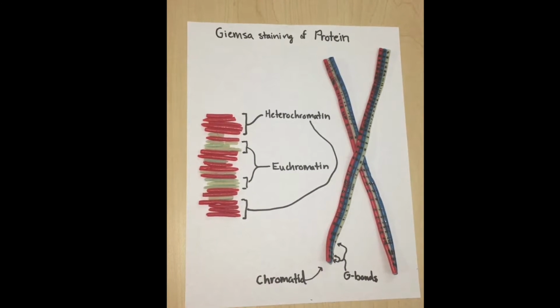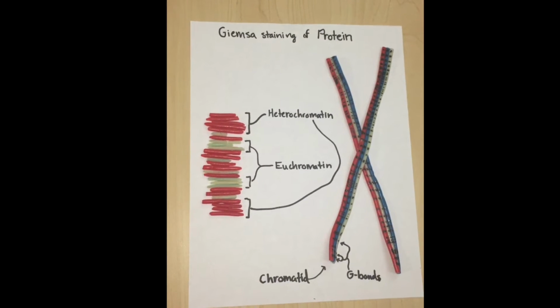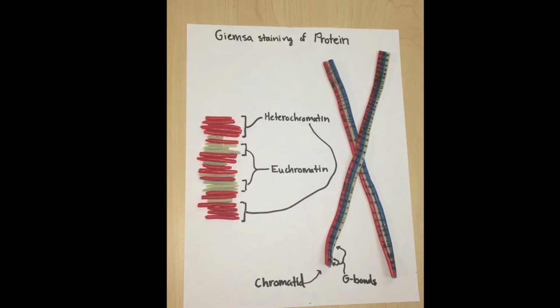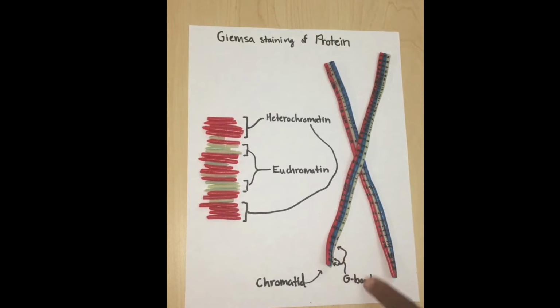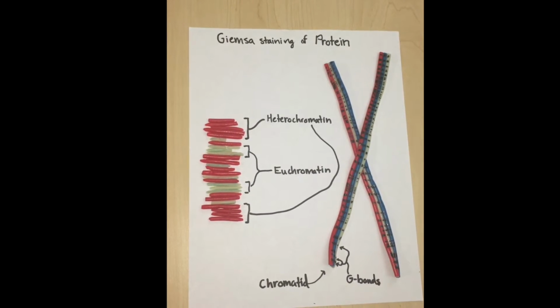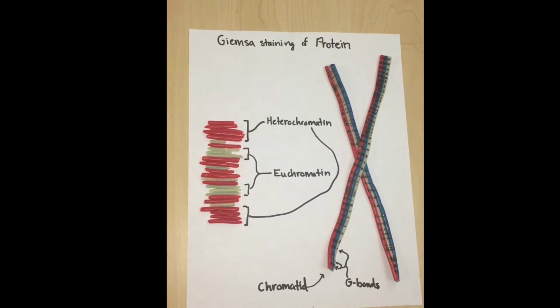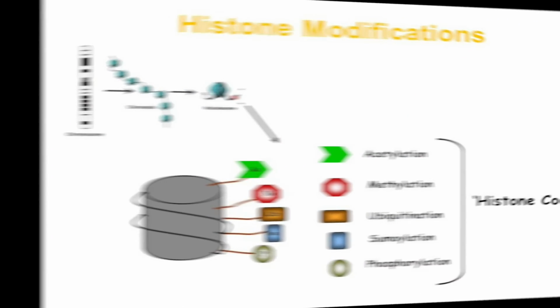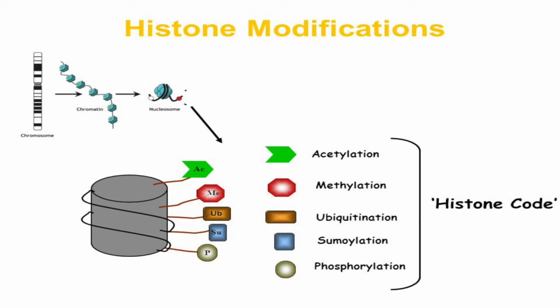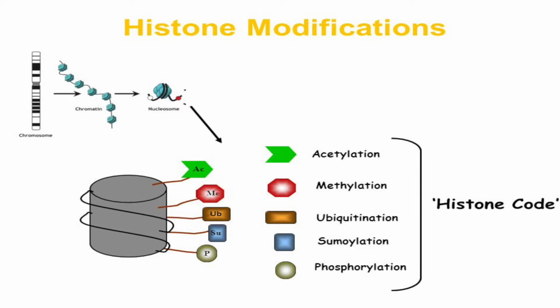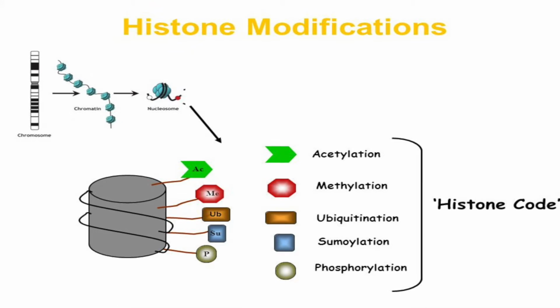Using a technique called G-banding staining, which tags for protein, G-bands form on metaphase chromatin, showing the areas of high and low protein seen here. Chromatin and histones are heavily studied in epigenetics because histones influence what genes are in euchromatin and heterochromatin.